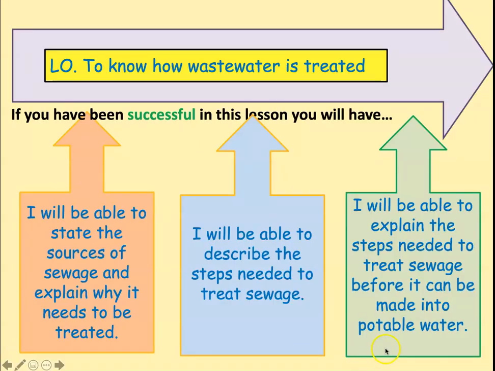Okay, let's have a look at our three success criteria. I want you to be able to state sources of sewage, explain why it needs to be treated, describe the steps needed to treat sewage, and then explain the steps needed to treat sewage before it can be made into potable water.